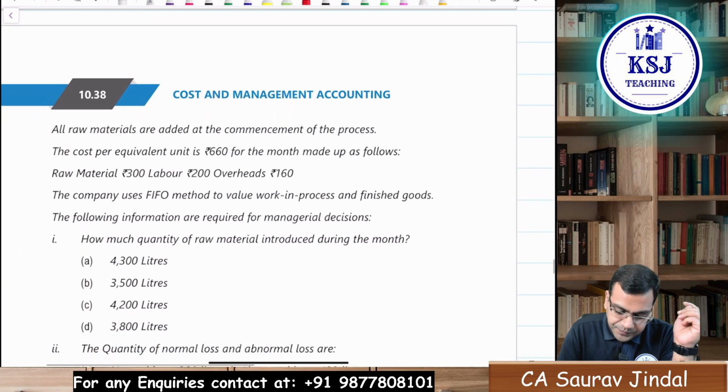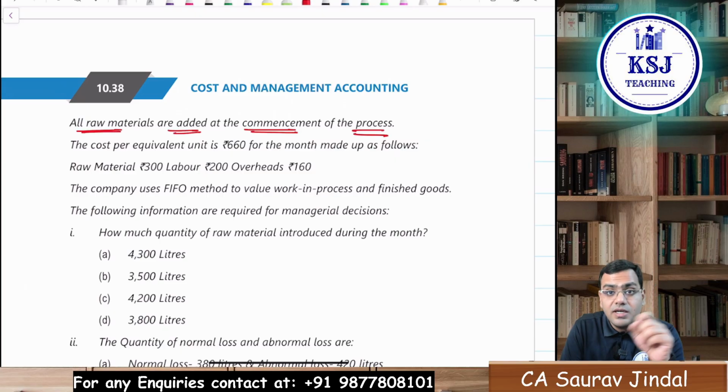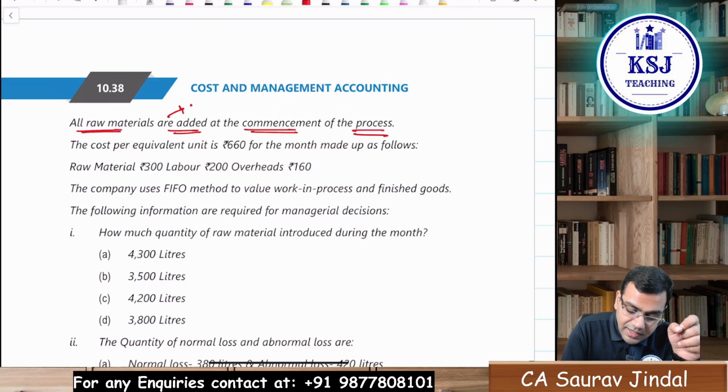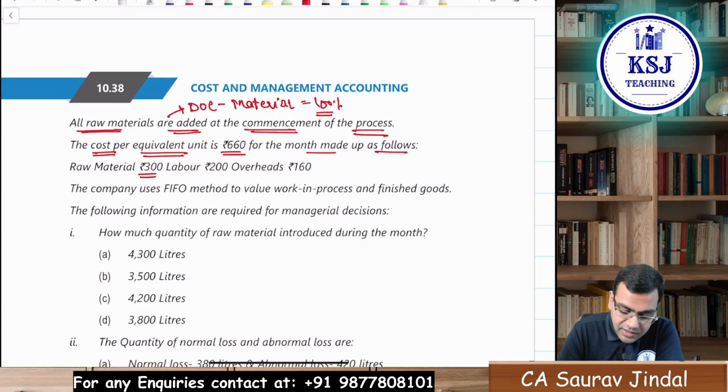Okay, fine, sir. Now, what they say: all the raw materials are added at the commencement of the process. So what does this line mean? This line means that the degree of completion for material is 100%. That means the 100% of the material you input at the beginning of the process. The cost per equivalent unit is 660 for the month, made up as follows: raw material 300, labor 200 and overheads 160. This is what is given, the cost per equivalent unit. That is given to you.